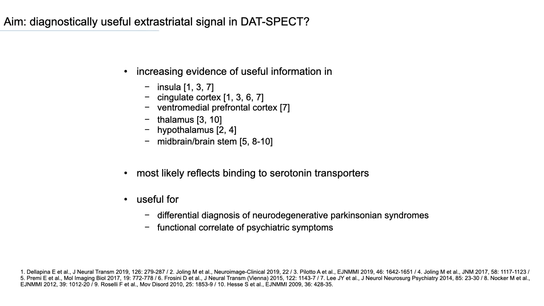However, there is increasing evidence that extrastriatal signal in DAT SPECT, that most likely represents binding to the serotonin transporters rather than dopamine transporters, provides useful information for the differential diagnosis of neurodegenerative Parkinsonian syndromes and as a functional correlate of non-motor symptoms. The aim of the present study was to test extrastriatal signal in DAT SPECT for differentiation between neurodegenerative and non-neurodegenerative Parkinsonism using a data-driven AI approach.